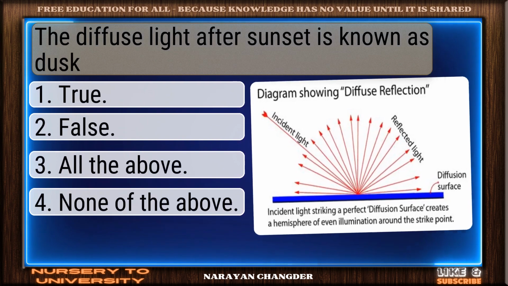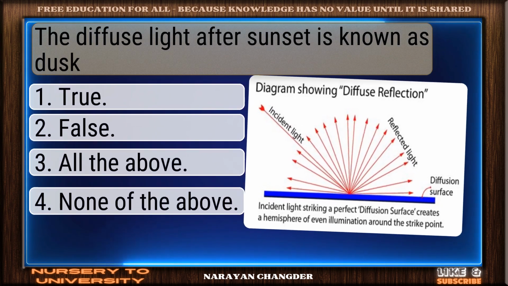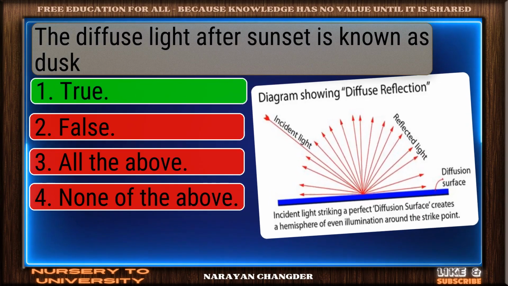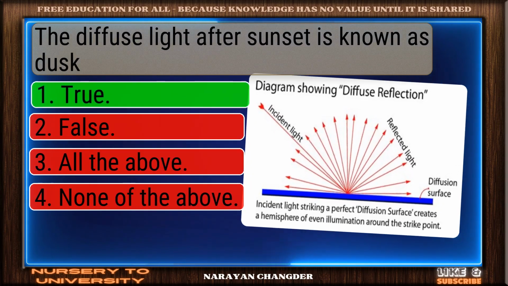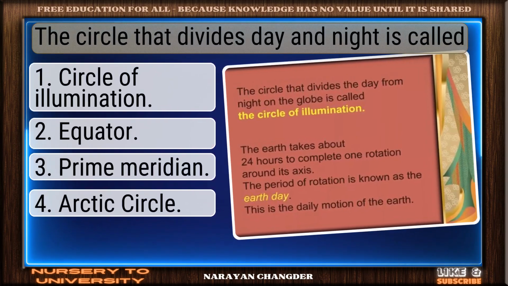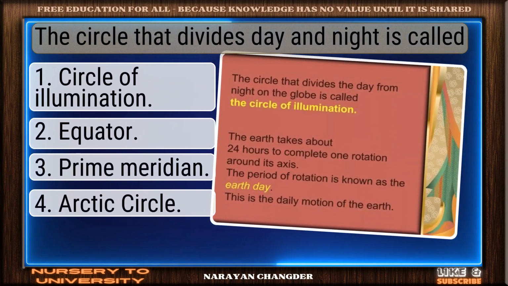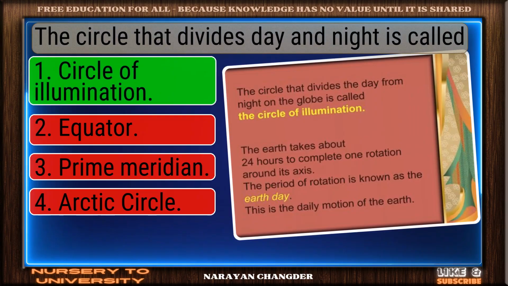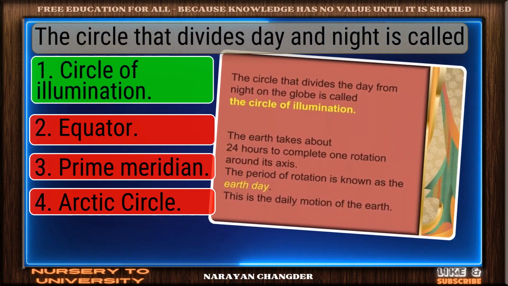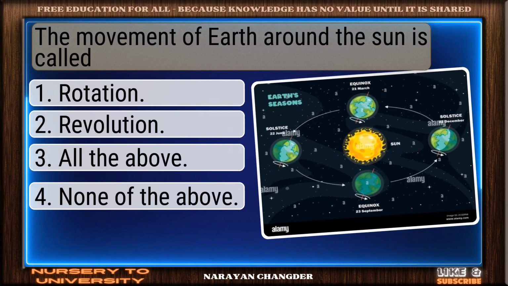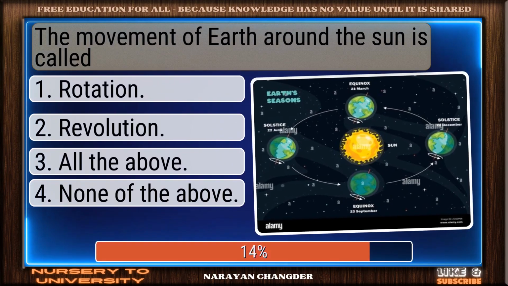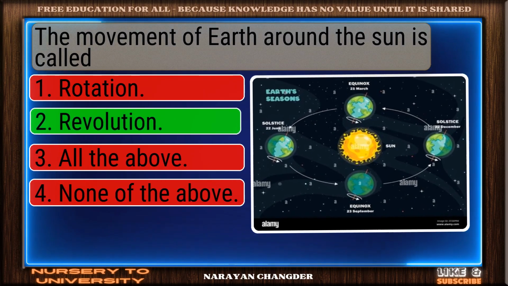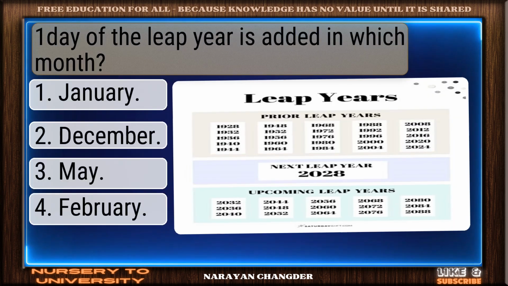The diffuse light after sunset is known as dusk. Right choice. True is the best answer. The circle that divides day and night is called... Excellent choice. Circle of illumination is the right answer. The movement of Earth around the Sun is called... Nice work. You chose revolution, and it is correct.